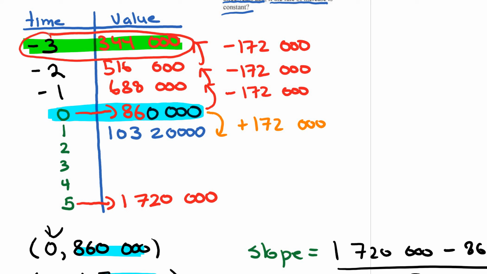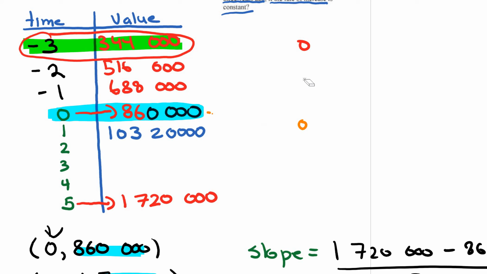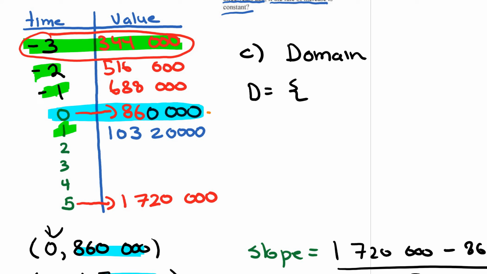Okay, let's move on here. I guess I'll start with part C now. Part C is asking for the domain and the range. So the domain, since I have my table of values here, I can just use the values I have. So the domain is represented by the x values. So I'll just use the values I have here. So -3, -2, -1, 0, and +1, and we keep on going forever.